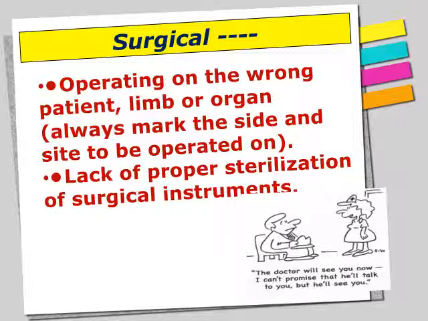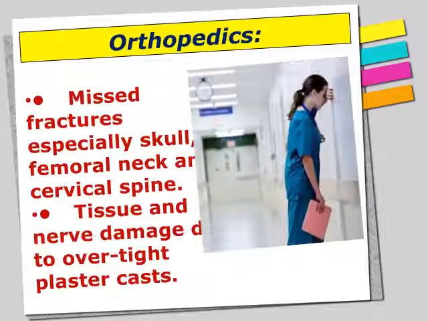"Go before me, I'm so afraid." You can see now we can have a wrong patient for a wrong operation, and we can operate on the wrong side of the patient. This sometimes occurs all over the world. It's not related to one country. There may be bad sterilization of the instrumentation. In orthopedics, we can see a missed fracture, especially in the skull, femoral neck, and cervical spine. There may also be tissue or nerve damage secondary to tight plaster.